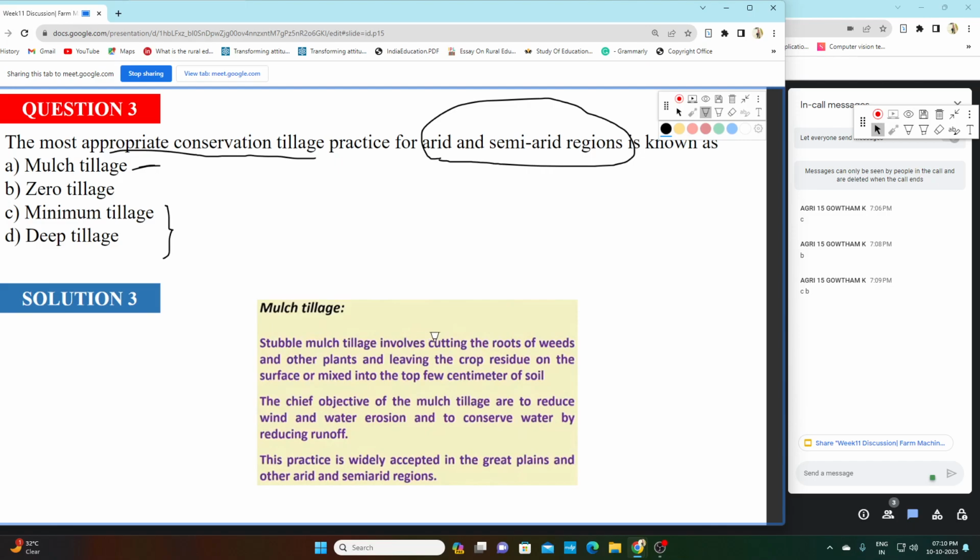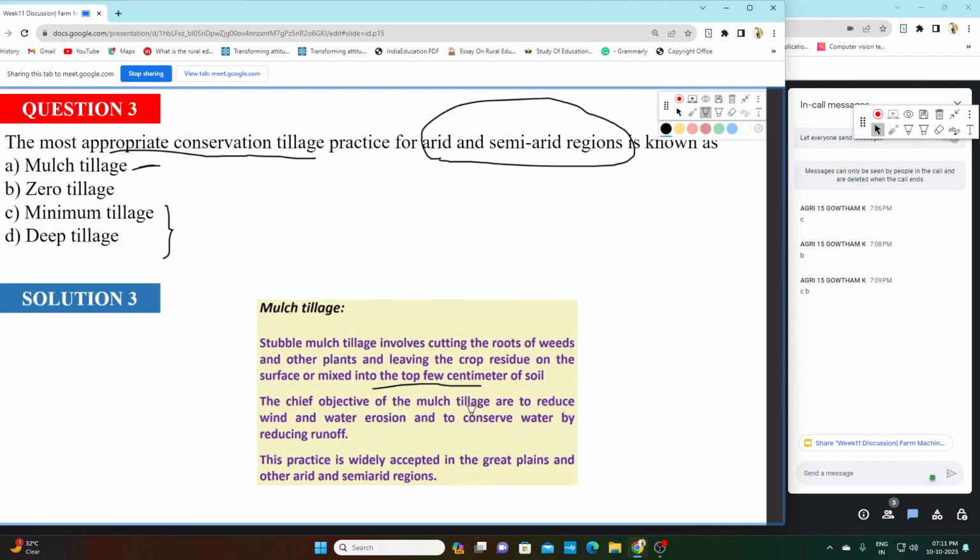Mulch tillage, or stubble mulch tillage, involves cutting the roots of the weeds and other plants and leaving the crop residue on the surface or mixed into the top few centimeters of the soil. So we are cutting the weeds or any other plants that we get along with our crop, but we are leaving the residue on the surface of the soil, or mixing it into the top few centimeters of the soil.